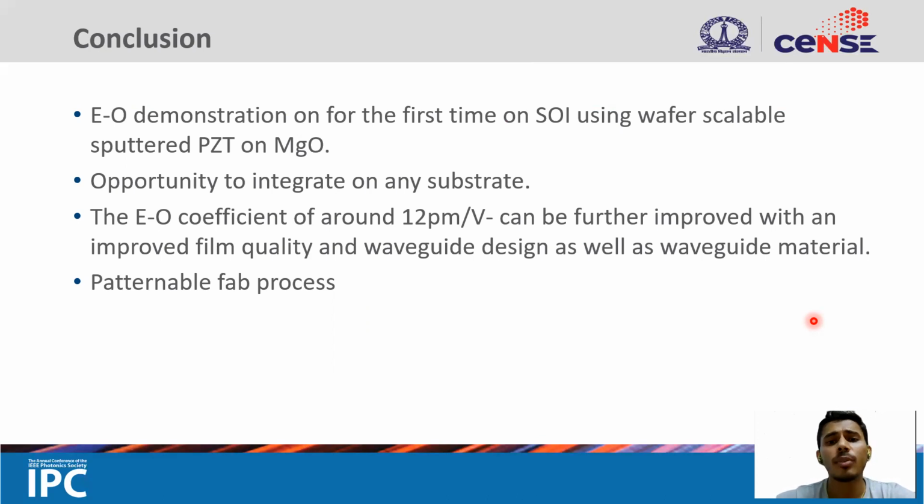The electro-optic coefficient of 12 picometers per volt can be further improved because the film that we have got is polycrystalline. If we manage to make it single crystalline as well as make the polarization in-plane, we can achieve an even higher value of the electro-optic coefficient. And the fourth part, from the point of view of ease in fabrication, it can be made patternable, so you don't need to etch out PZT, rather you can do a lift-off and hence make the fabrication process very clean and get even better devices than is possible with etching.